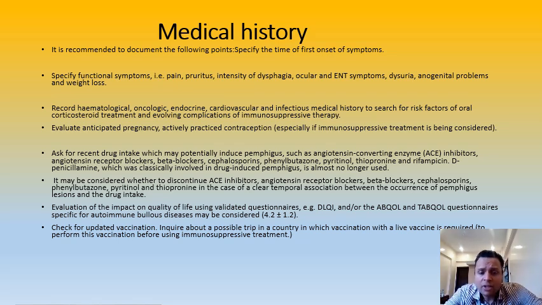You have to take the other history also, regarding systemic features, because when it is extensive, they are losing their electrolytes, so they can have cardiological symptoms, respiratory symptoms, and endocrinological symptoms. So try to get those types of symptoms in your history also.